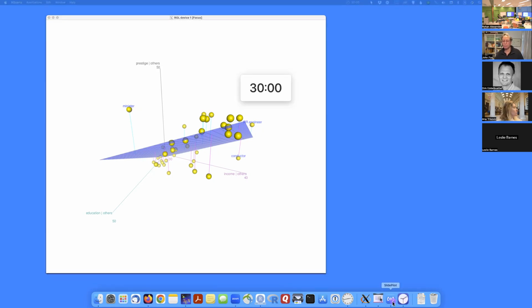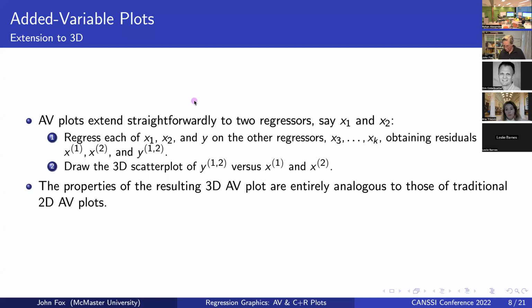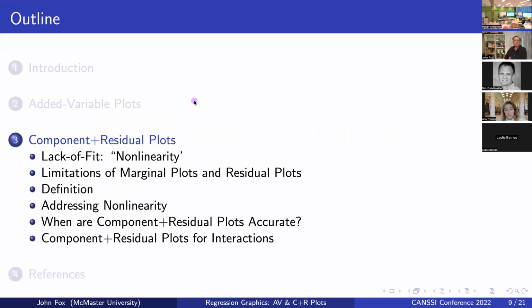And let's talk about component plus residual plots. I'm going to talk about what these plots are good for, in particular for detecting nonlinearity in the broad sense of lack of fit. Explain very quickly why marginal plots and residual plots of the data are not really adequate to the task. I'll define what a component plus residual plot is, and the rest I'll probably leave for you to read at your leisure.